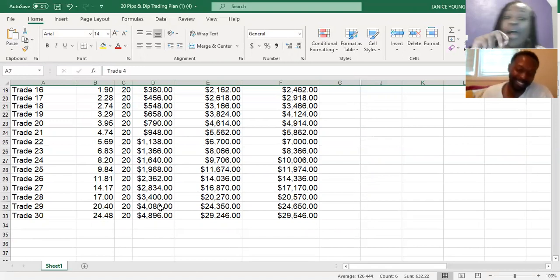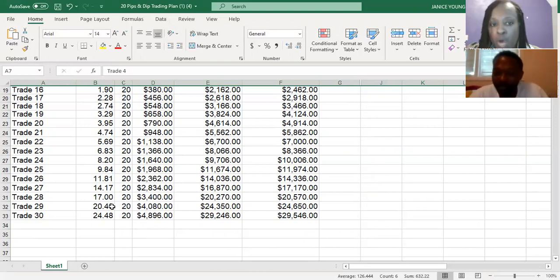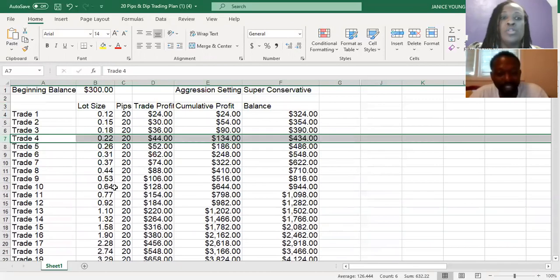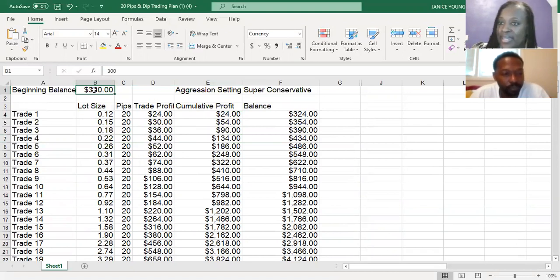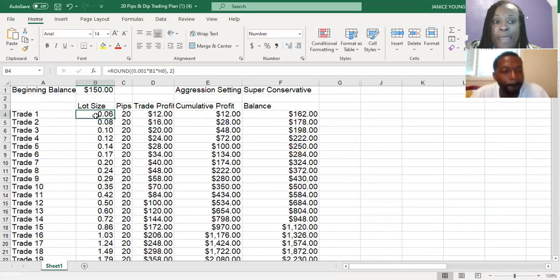So now what I'm going to do is show you how to reduce your risk even more with the spreadsheet. You started with $300, but you want to trade it as if it was half. It will readjust. Now you just slice your risk in half. So you follow the lots as if you had a $150 balance, but you've got $300, still compounding.